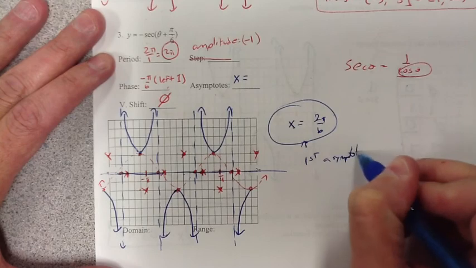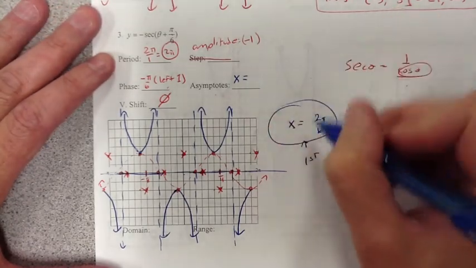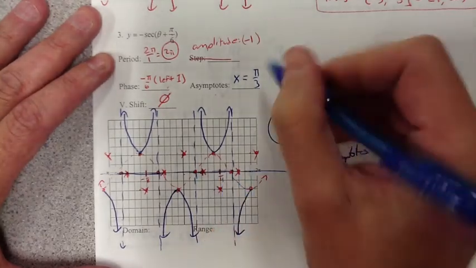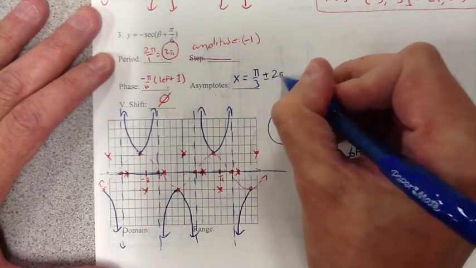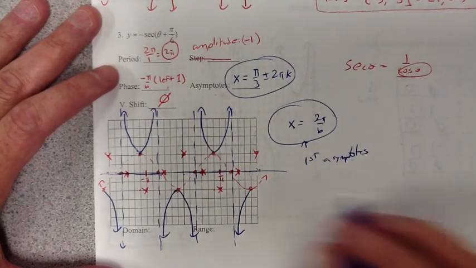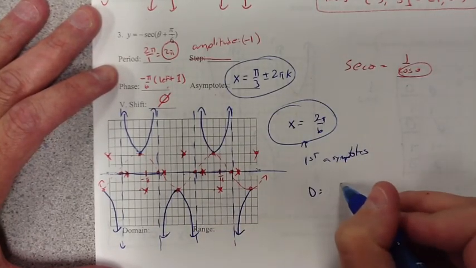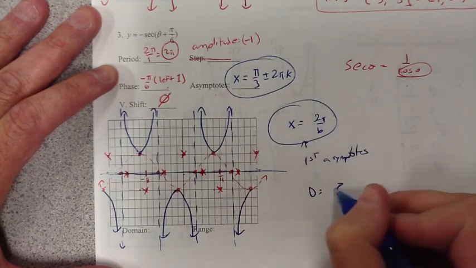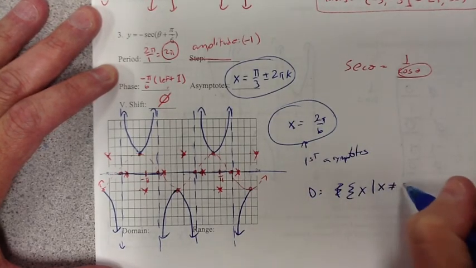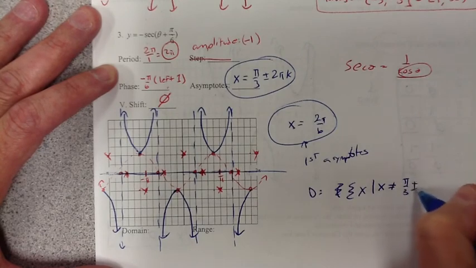So to get all of our asymptotes, we're going to reduce that to pi over 3. Again, they repeat every pi units. So that's plus or minus 2 pi k. And there is our equation. Let's get our domain and range. The domain is going to be, remember we said this, all x's such that x cannot equal our asymptotes. Very easy to do.